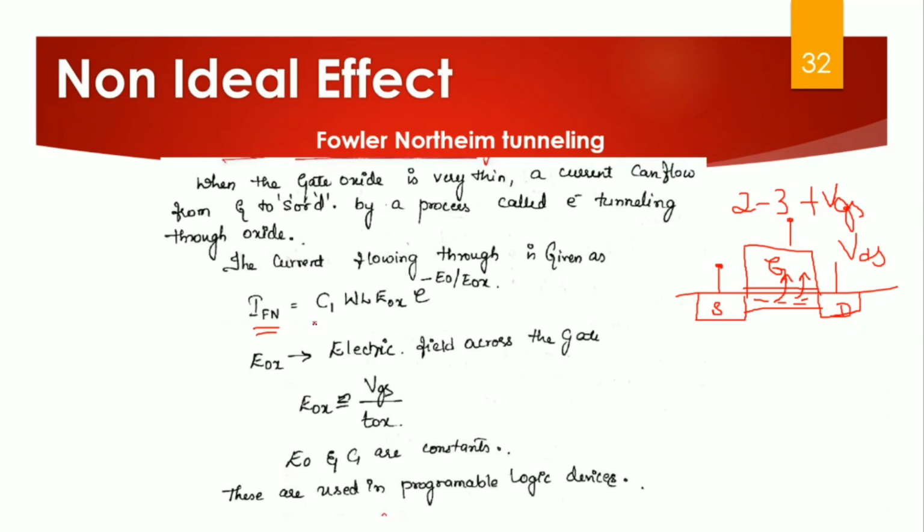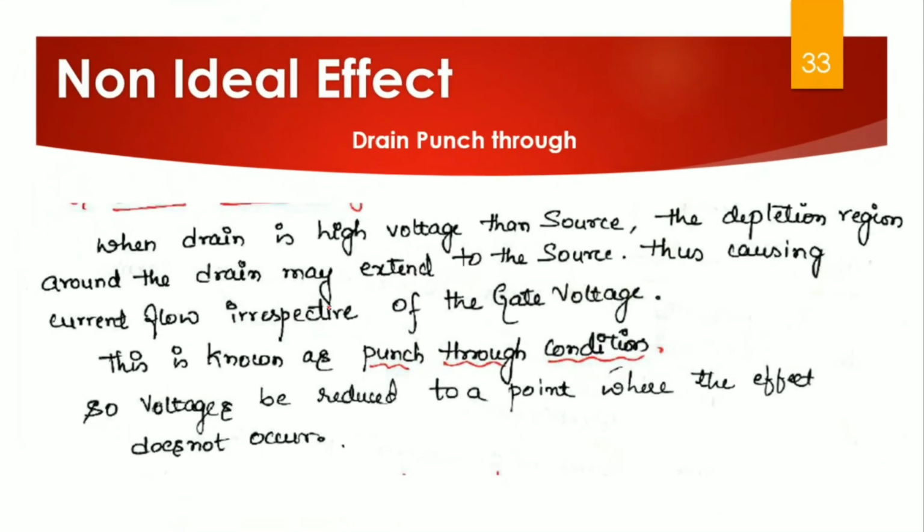This current is equal to C1 W L epsilon OX into e power (E naught divided by EOX). What is EOX? It is the electric field across the gate, equal to VGS by TOX. The values E naught and C1 are constants. This technique is normally used in programmable logic devices, to form the bonds. The next one is drain punch through.